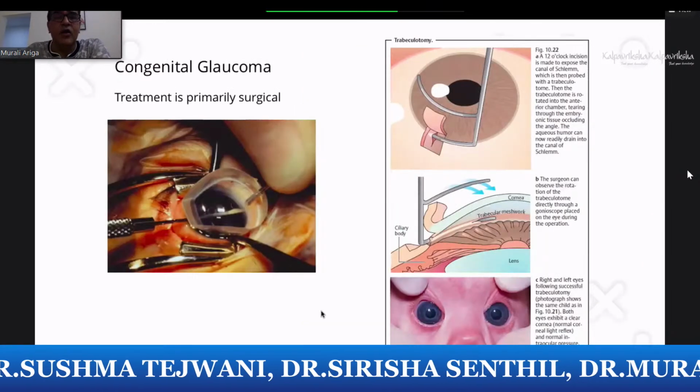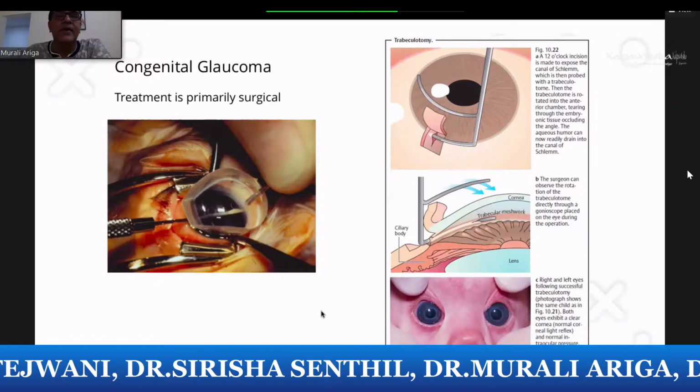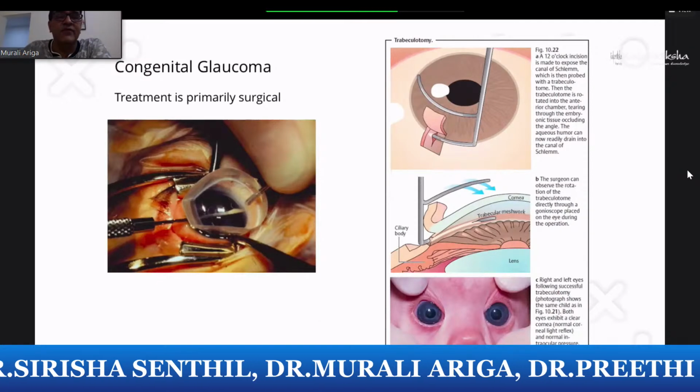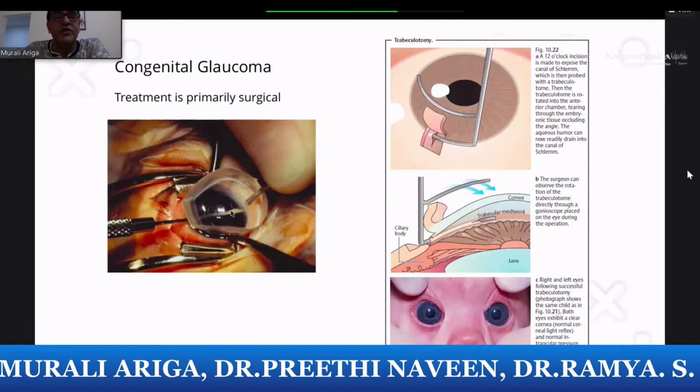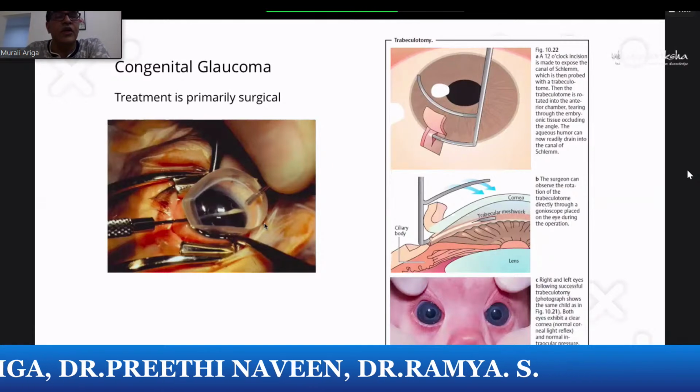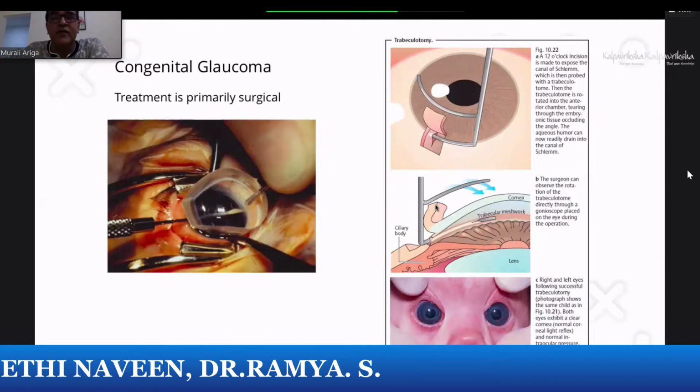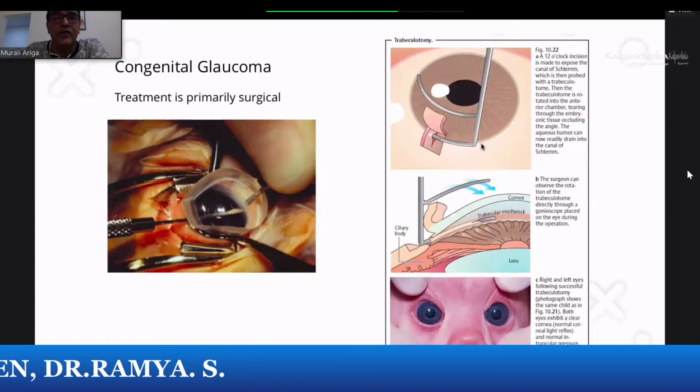For congenital glaucoma, I'm going to talk very briefly. Treatment is essentially and primarily surgical. If you have clear media and you're able to see the angle, goniotomy is an option. Here you see a surgical gonio lens and goniotomy being performed. When the media is not so clear and you really want to reduce intraocular pressure, the standard has been doing trabeculotomy using the Harms trabeculotome.